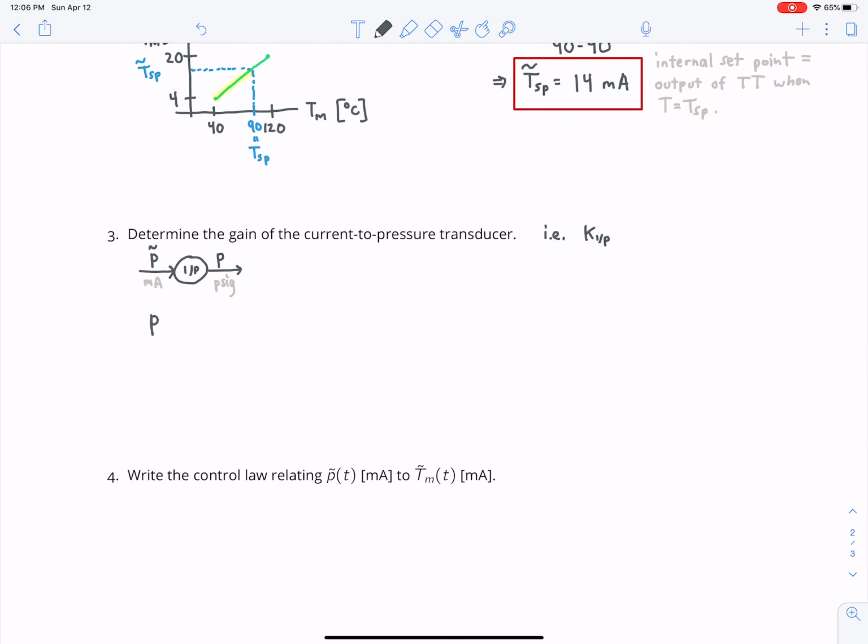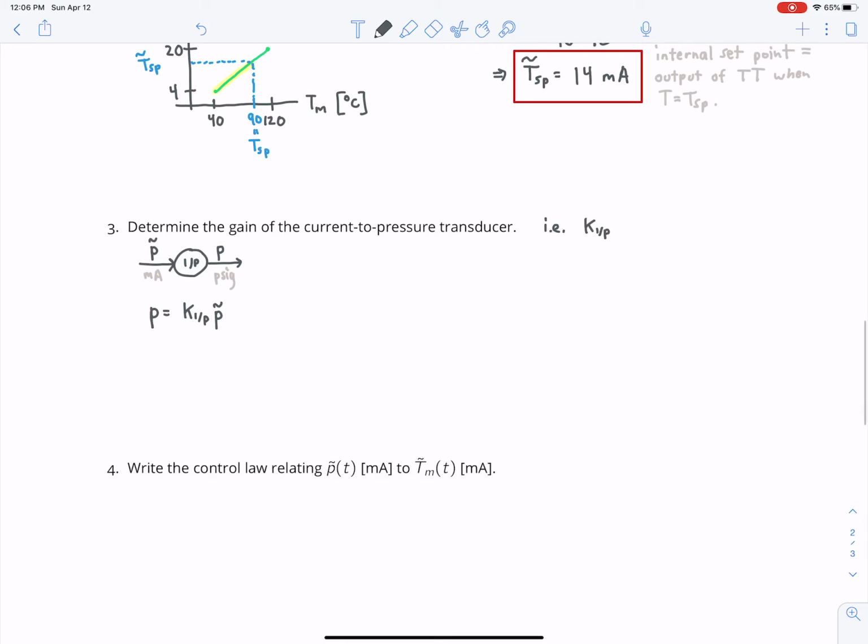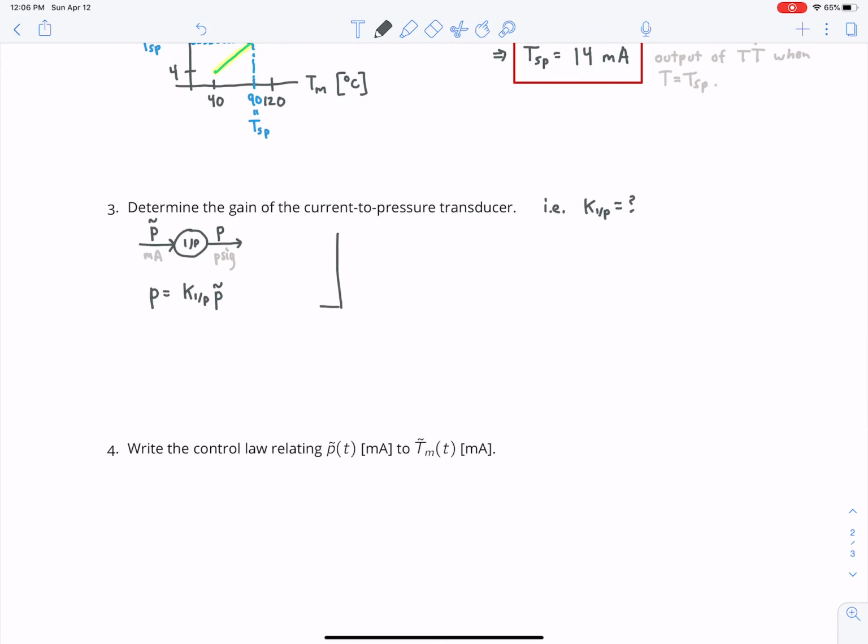And so then P equals KIP P tilde. So again, we're assuming the current to pressure transducer has a linear relationship between its input and output, which in practice they do. So here's what it looks like. We'll have the input, which is P tilde, in milliamps, and we'll have our output, which is P, in PSI. All right, and again, this is direct acting. And what that means is that KIP is greater than 0, because if you increase the input, then the output, P, increases as well. So it's going to have a positive slope.